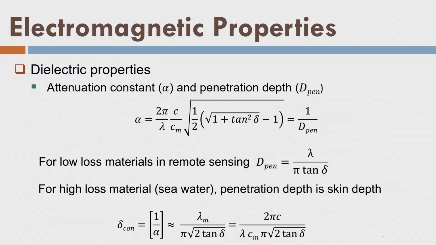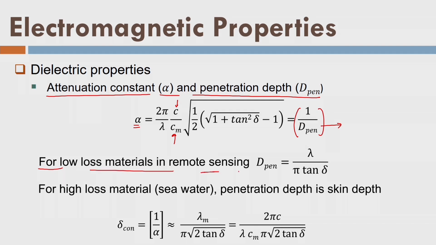But if there is a low conductivity material, what will happen? It will backscatter more. So, this criteria is given by attenuation constant alpha and the penetration depth. So, this is the relation where c is the speed of the light in the air or vacuum and c is the light in the medium, and 1 upon penetration depth is this term. So, you can calculate up to what depth the radar signal will penetrate. So, for low loss material in remote sensing, it is given by this term, which is an approximation here.